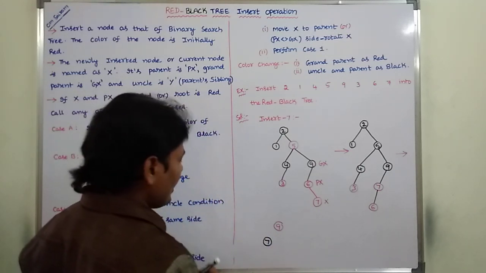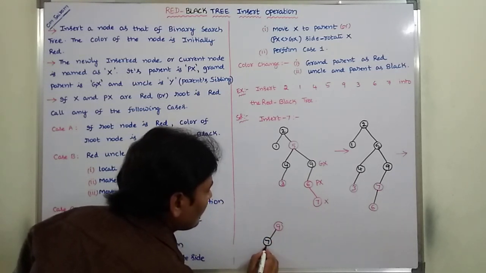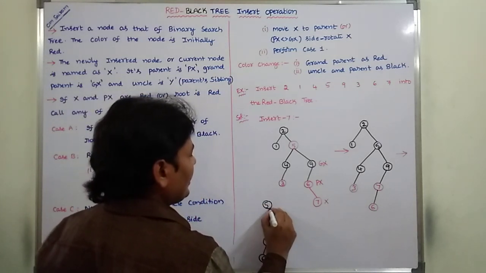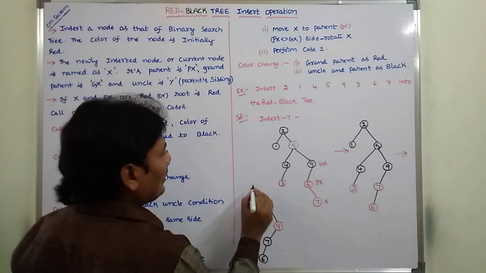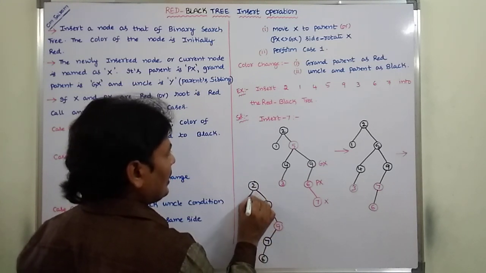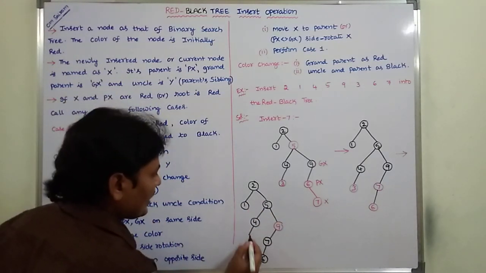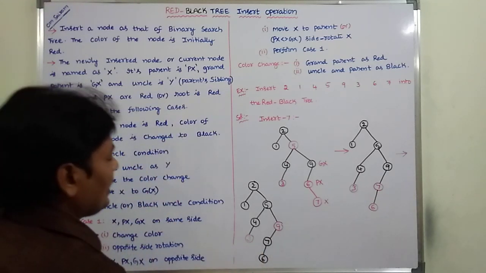And the remaining, 6, is not changed. Here 5 is there. On its right hand side 9 is there. Here 4 is there, and this is 2, and here 1 is there, and next one is 3 is there. So this is 3.